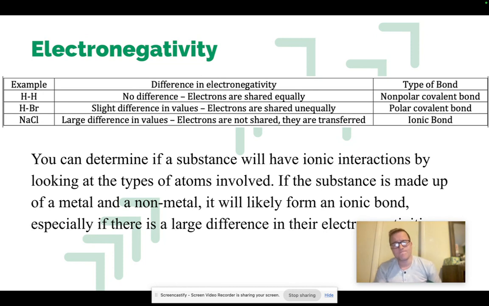H and Br. There is a slight difference. If we went and looked up our electronegativity values, you would see a small difference between hydrogen and bromine. Bromine still wants the electrons more than hydrogen does. It has a higher electronegativity, okay? This will create a polar covalent bond. Bromine is partially negative. It has taken more electrons. Hydrogen is slightly positive. It has let go of its electrons a little bit.